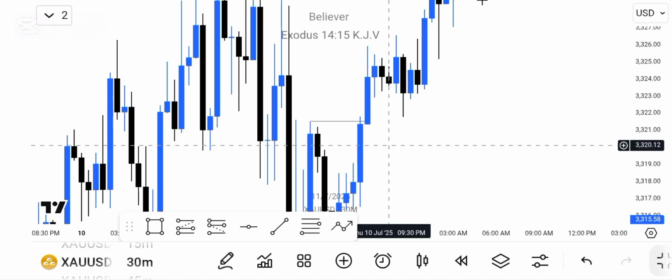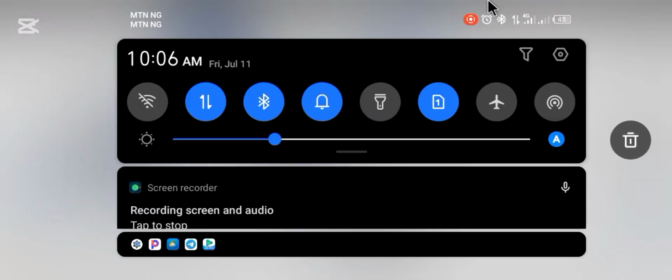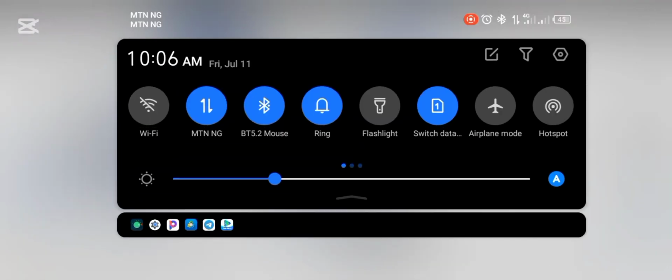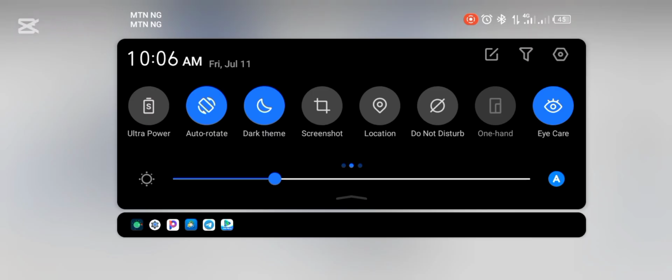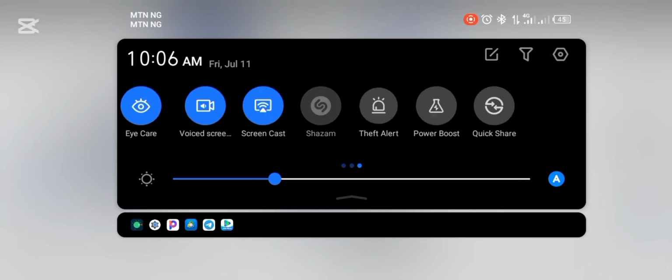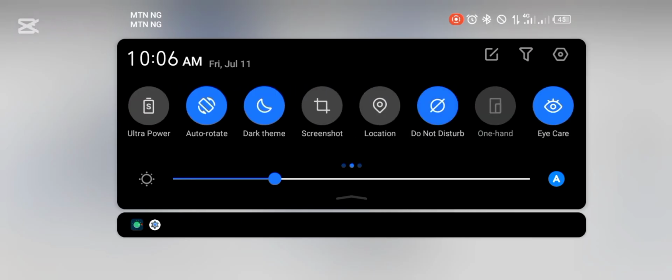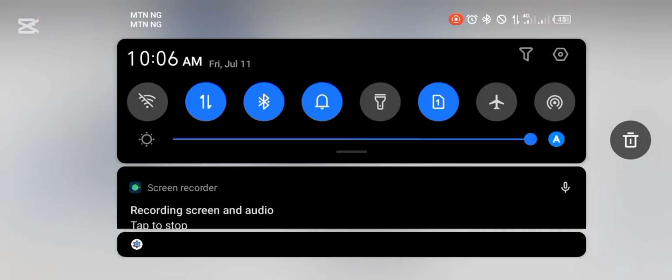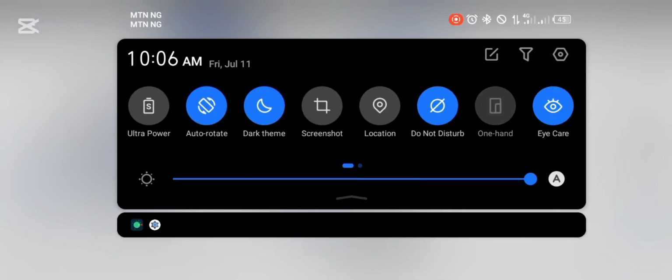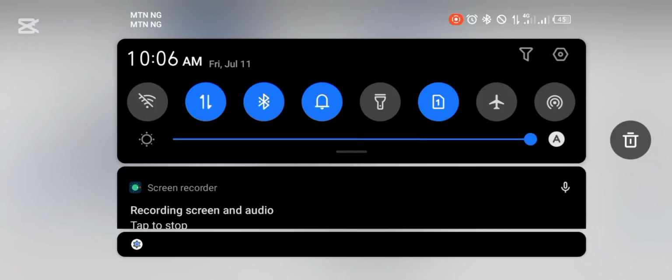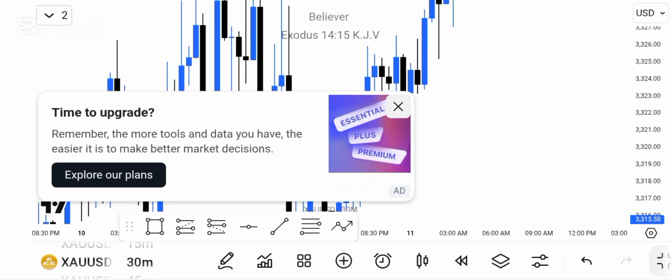Okay, so this is, please permit me to put this stuff on DND. Alright. Oh, sorry, my brightness has been low since. Wow. Much better.